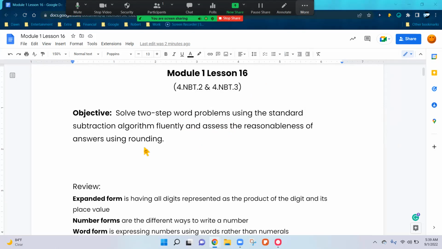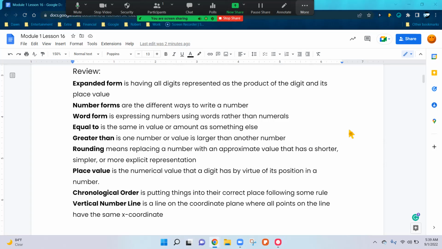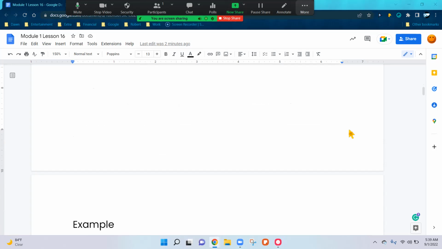I'll link it. Here are our vocabulary words that we've been studying. Go ahead and pause the video and then come on back. Here we go. We're going to go to our example, you guys.